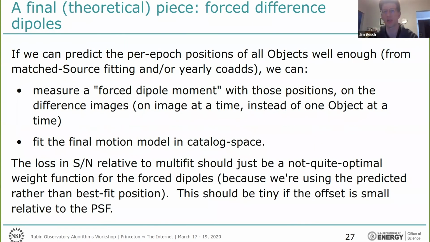So what do we do with those difference images? If we can predict the per epoch positions of all the objects well enough through the previous methods, the match source fitting and the yearly coadds, then I think you can start measuring forced dipole moments with those positions on the difference images. And this is a lot like multi-epoch fitting, but instead of being sort of an iterative thing that you apply to a cube of images, it's a linear operation you apply to every image in the same way you do forced photometry.